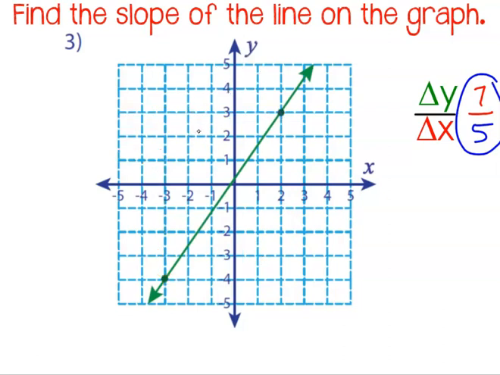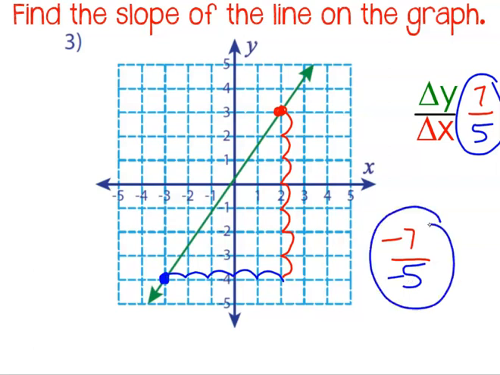Now, if somebody had gone the other way and made this one red and that one blue, their delta y would have been negative 1, negative 2, negative 3, negative 4, negative 5, negative 6, negative 7. And their delta x, or their run, would have been negative 1, negative 2, negative 3, negative 4, negative 5. Now, although these fractions look different, 2 negatives can be reduced to a single positive. So 7/5 and 7/5. So it doesn't matter which way you count your boxes. Let's take a look at one more.